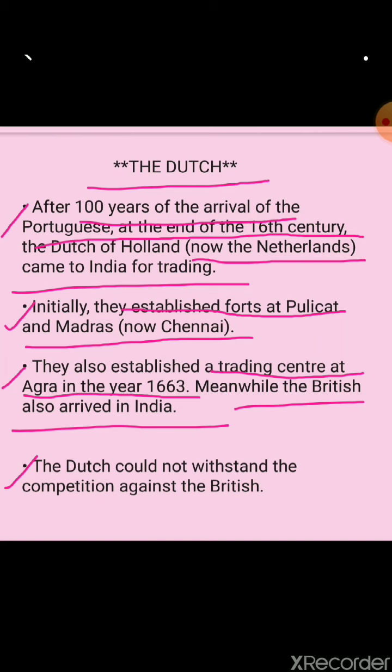Next, the Dutch could not withstand the competition against the British. That means the Dutch was not able to compete with the British. That means the British became more powerful compared to the Dutch. So the Dutch was not able to compete against the British.